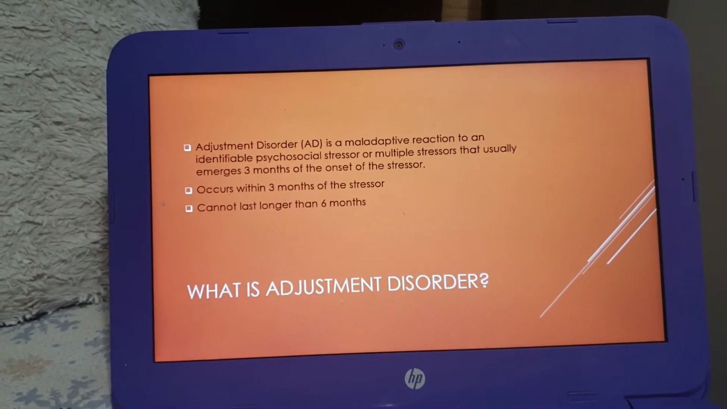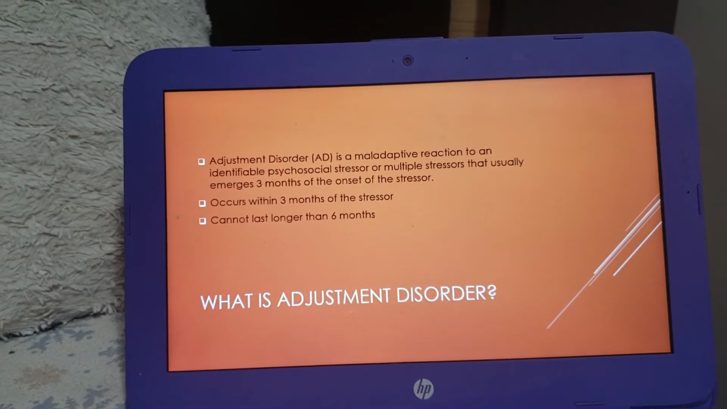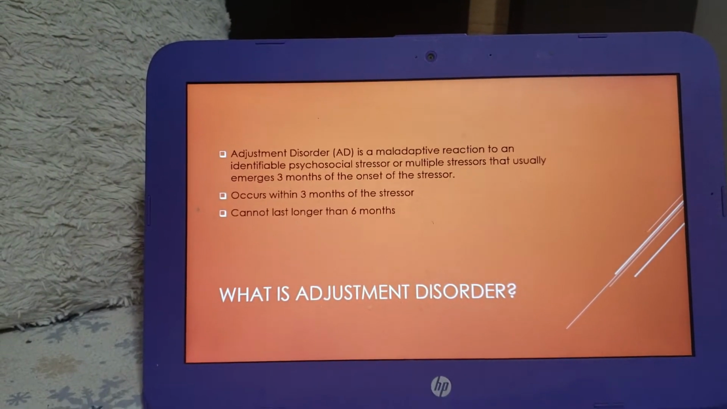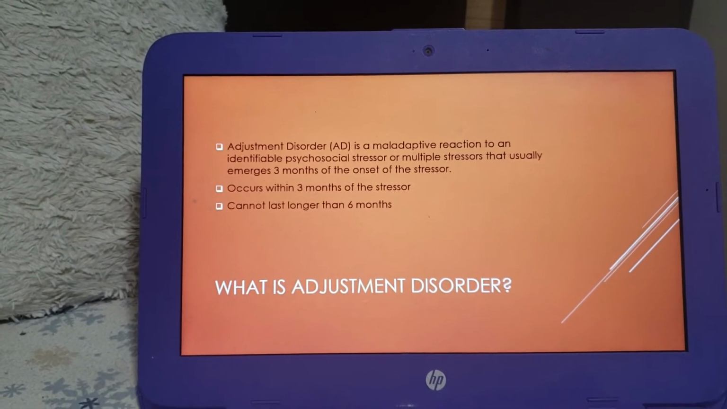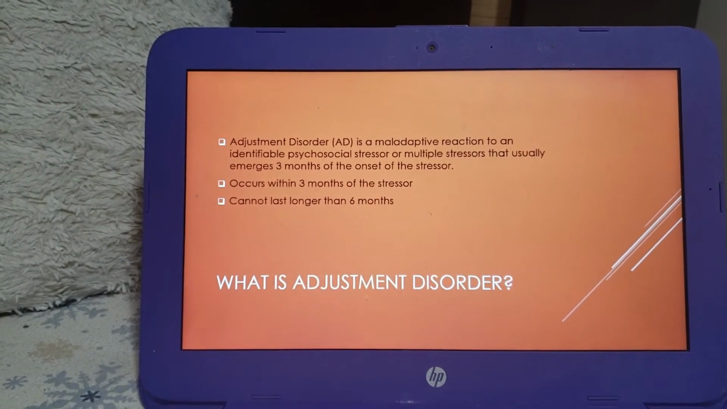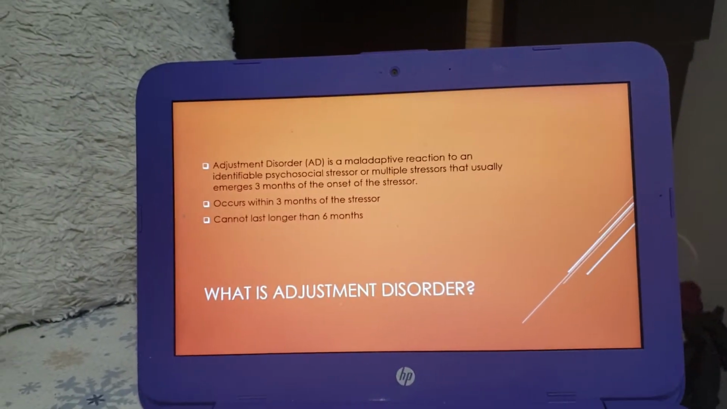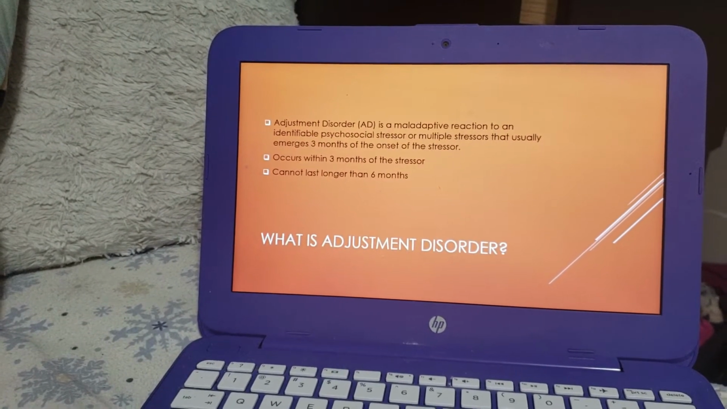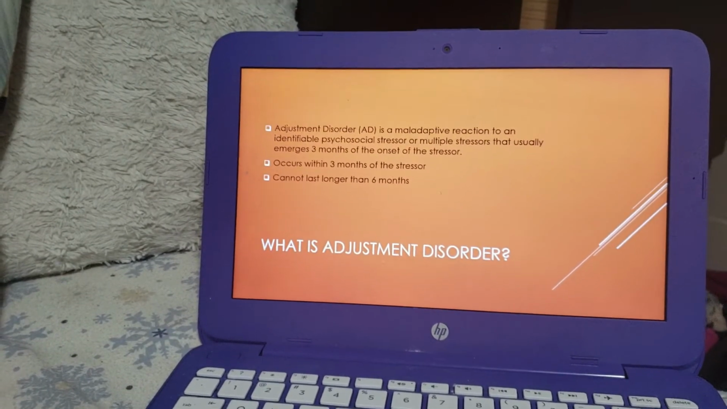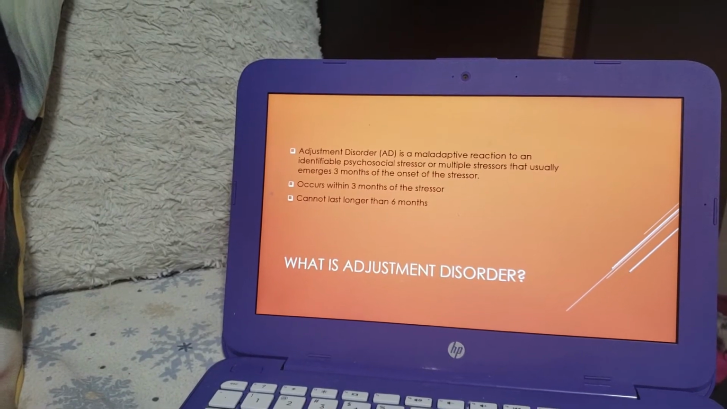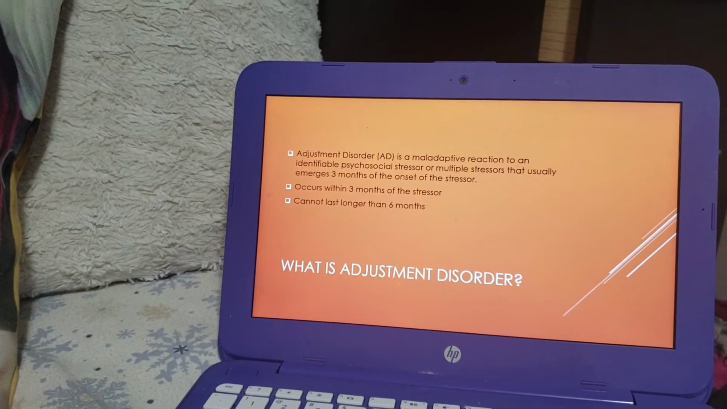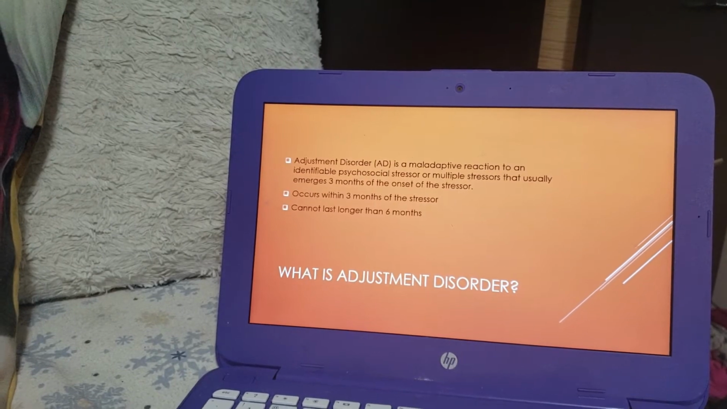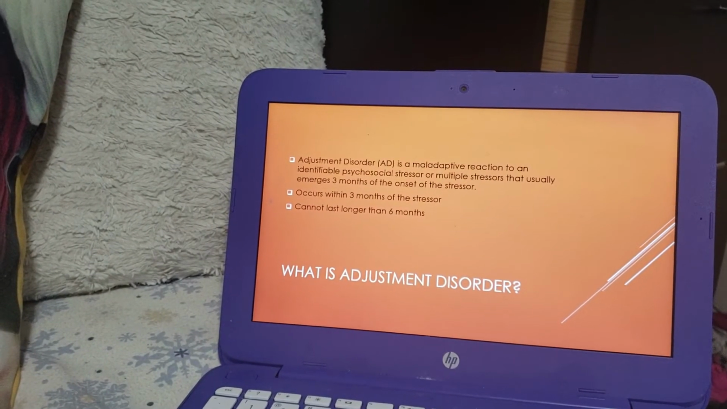Okay, so this is just a brief definition of what adjustment disorder is. Adjustment disorder is a maladaptive reaction to an identifiable psychosocial stressor or multiple stressors that usually emerges within 3 months of the onset of the stressor. An example of a maladaptive reaction would be something like a person may have lost their loved one to incarceration. It is an exaggerated expression of being stressed out or maybe even depressed, or responding, as the book or DSM-5 would say, abnormally to something that's insignificant.